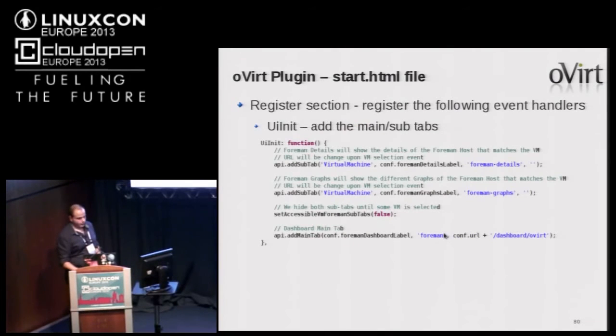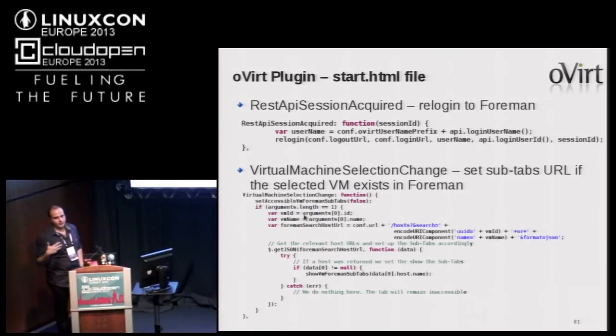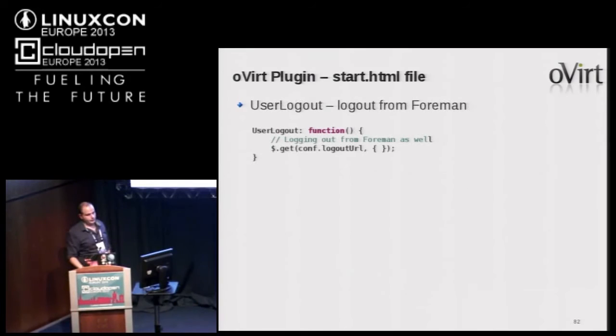And in the virtual machine selected change event, what I did here is I checked whether one VM is selected or more, and if one VM was selected, I reached Foreman to check whether it is aware of this VM or not, because perhaps the VM was created not through Foreman. So if it's created through Foreman and Foreman is aware of that, then I will show the subtabs. If it's not created through Foreman, then the subtabs won't be visible. And when the user logs out, in the user logout event, I also logged out from Foreman.